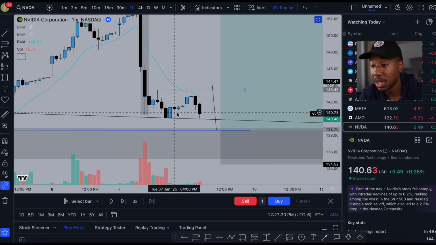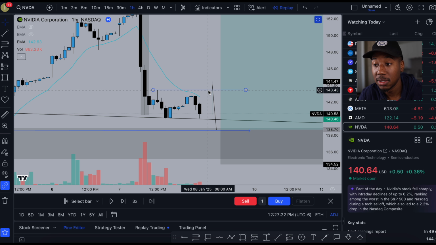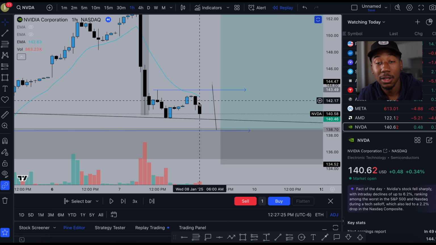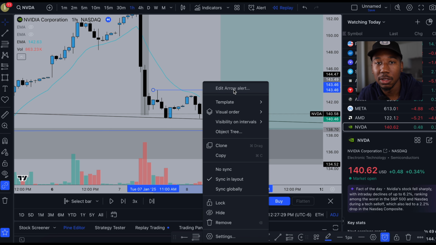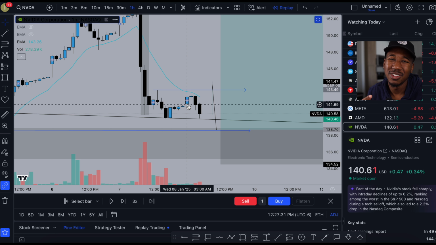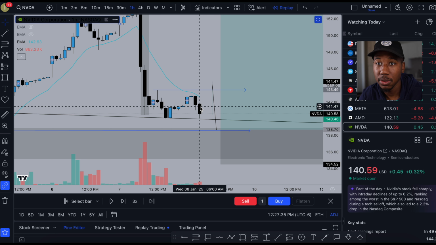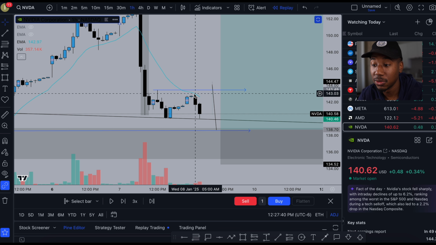So pretty much what I did is I said, hey, if this hits, let me set an alert. Usually I will right click and set an alert on the arrow, just in case I'm looking at something else and not paying attention, I'll still see it. After that, I just kind of let it go and say, okay, this is an area of interest.